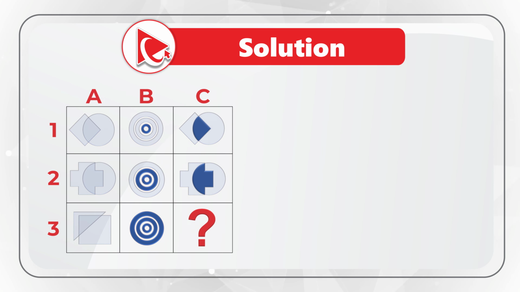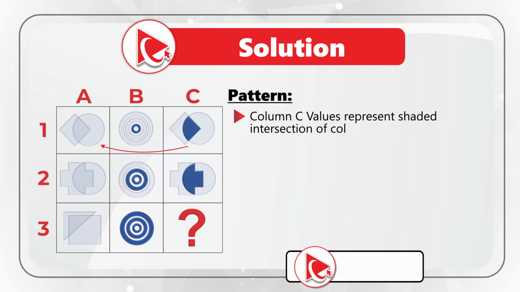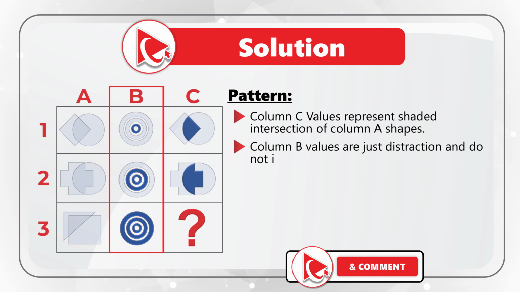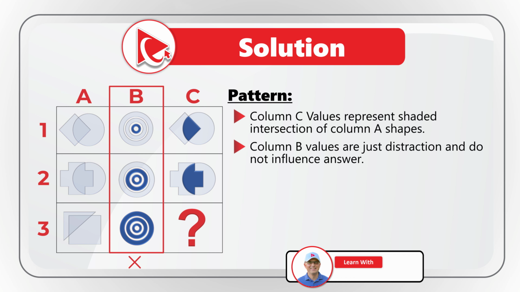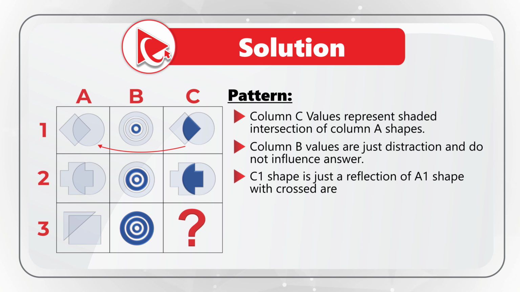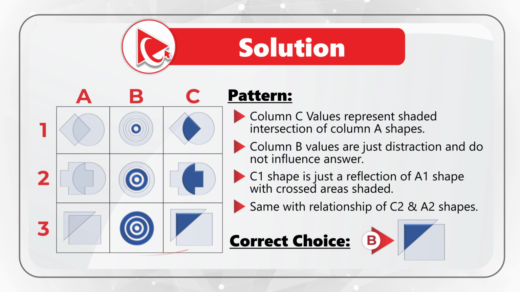And you probably noticed here, but column C values represent shaded intersection of column A shapes. And considering this, column B values are just a distraction and do not influence the answer in any way. For example, C1 shape is just a reflection of A1 shape with the crossed shaded areas. Same with the relationship between the C2 and A2 shapes. Considering this, the correct choice here is choice B, where triangle and square are intersecting, and there's a shaded gray area on the intersection. Do you have a better solution?